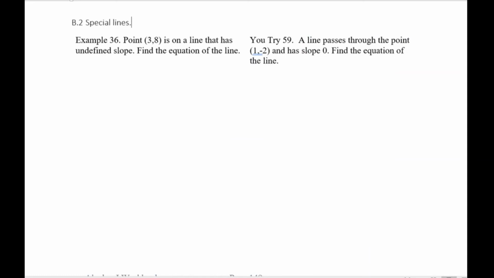We can also be given some special lines. For example, in example 36, point 3, 8 is on a line that has undefined slope. Find the equation of the line.